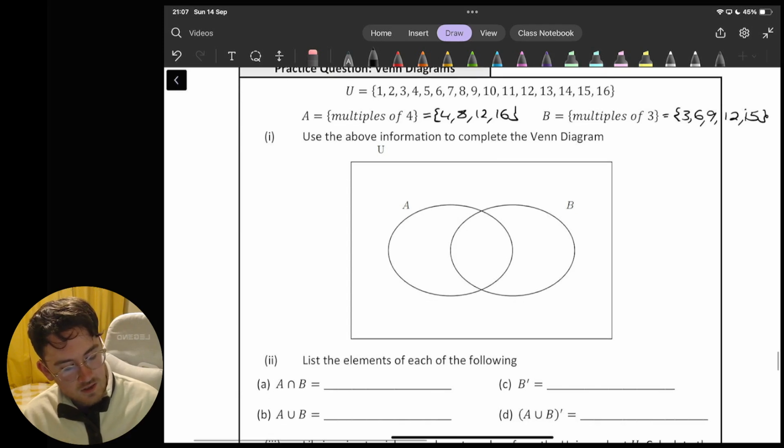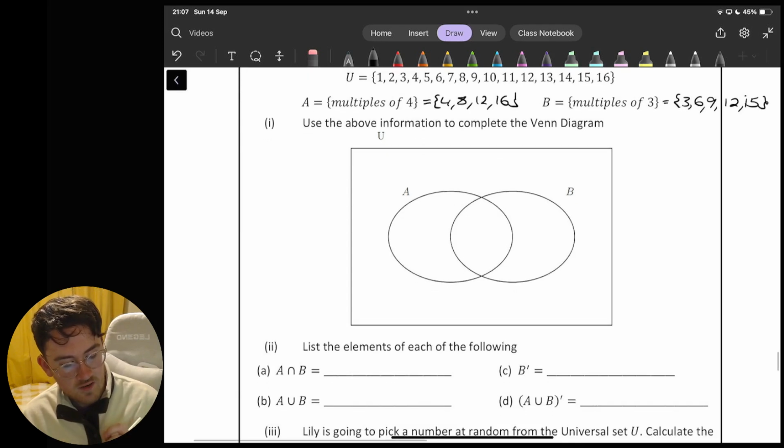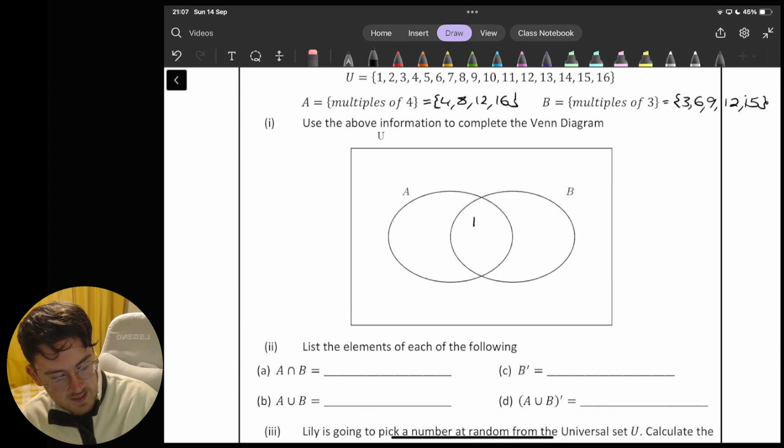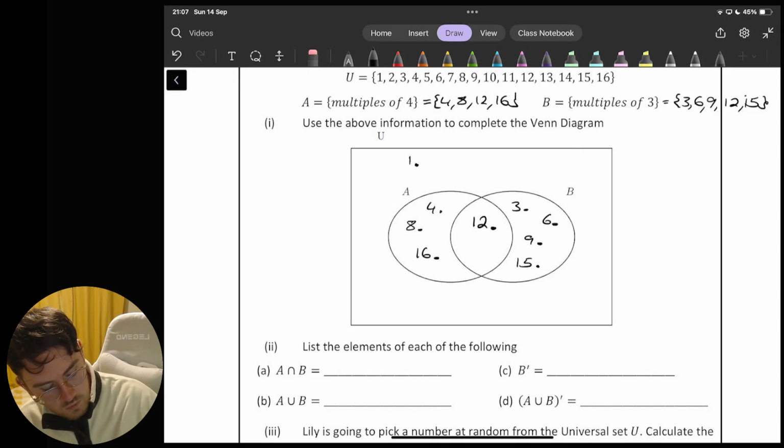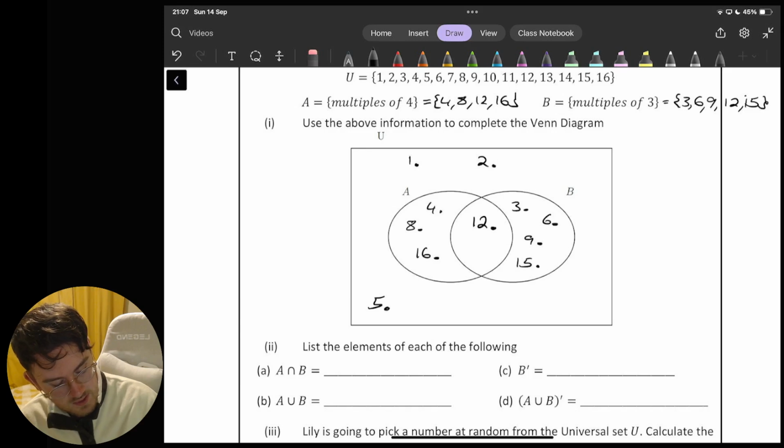Okay, so let's look then. As we said before, we look and see are there any numbers that are shared, and in this case it's only 12. So then I can fill in all the other numbers. 3, 6, 9, and 15. And then I need to list some numbers outside. So 1, 2, 3, 4, 5, 6, 7, 8, 9, 10, 11, 13, 14.